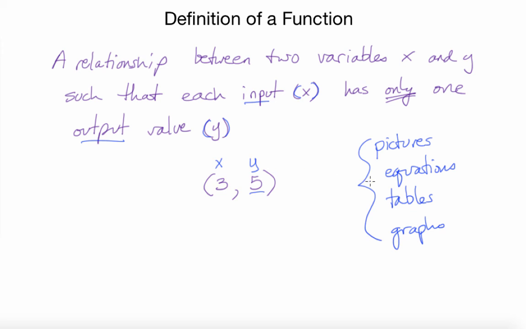To be a function, we're going to talk about, well, what does that look like? How does this definition work with pictures, equations, tables, and graphs? How do we see only one output for every input? But anyway, there's our beginning definition: a relationship between two variables as x and y are changing. Whenever I put an input value for x in, I get only one output value back for y.